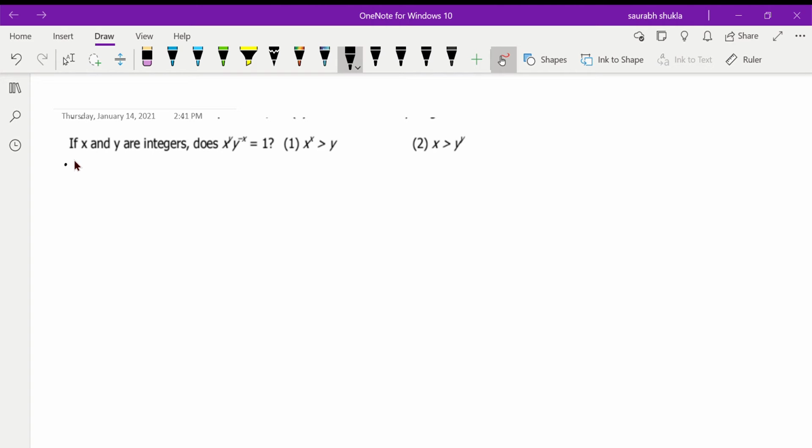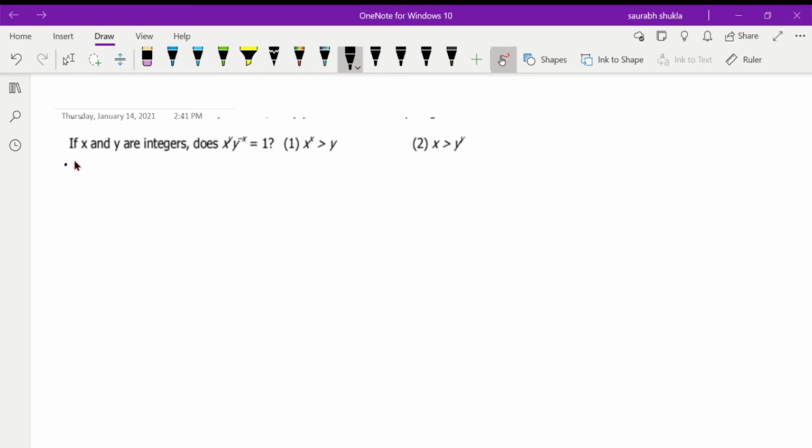Question says that x and y both are integers. Does x raised to y into y raised to minus x equal 1? So that's your question, followed by two statements. As usual, let us first try to analyze the question stem.